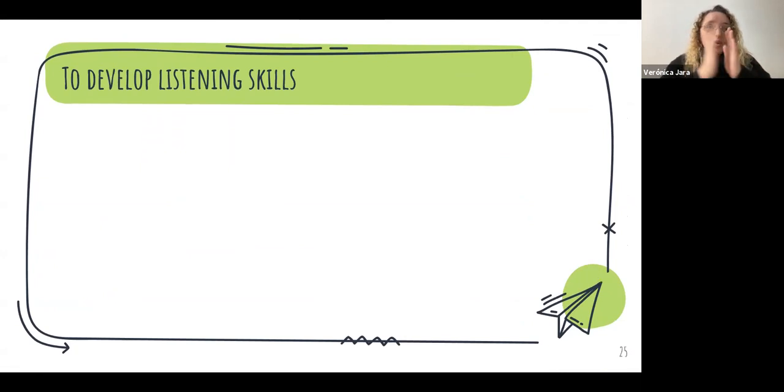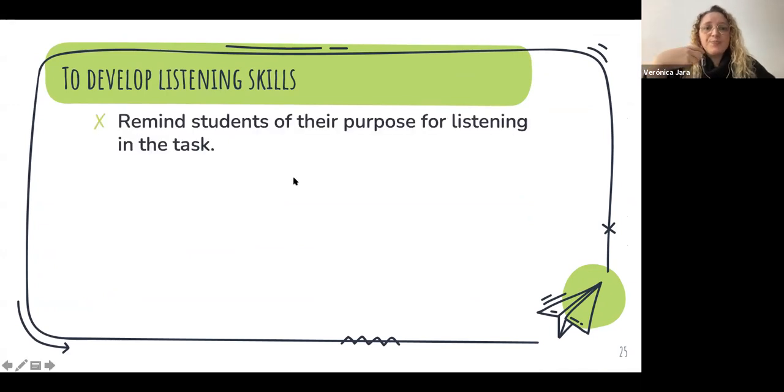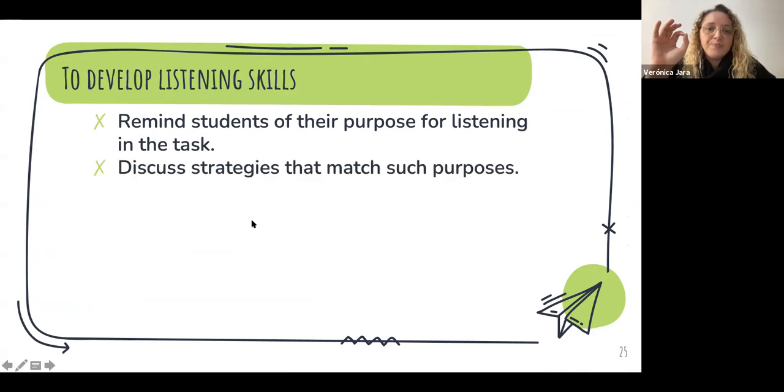What other things? We were focusing now on the activation of schemata, vocabulary, predicting, anticipating. What other things can we do? Remind students of their purpose for listening, what it is exactly that they have to pay attention to. What strategies match these purposes? How exactly are we supposed to listen? What for? What should we pay attention to?